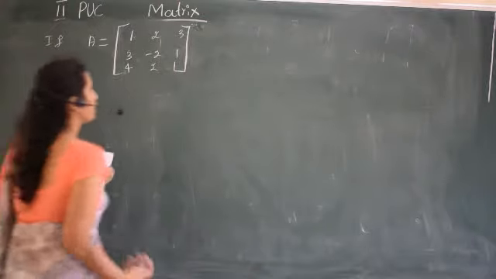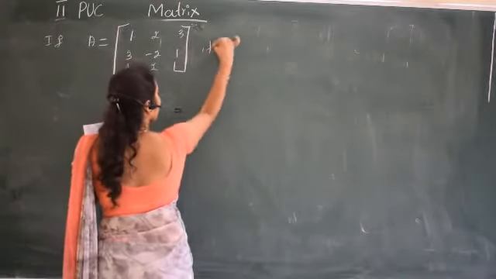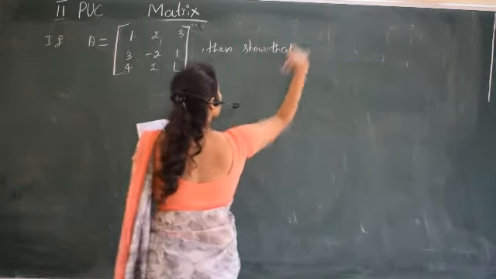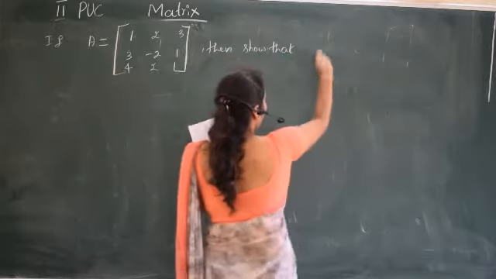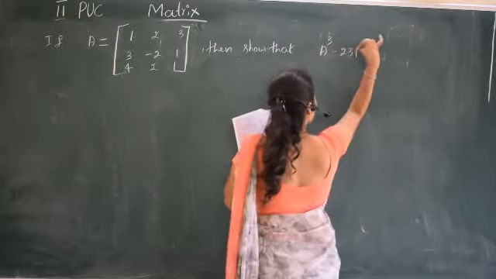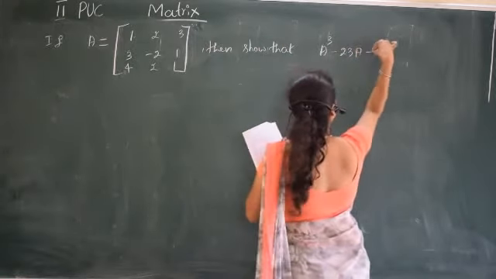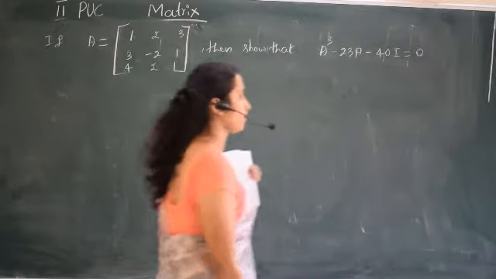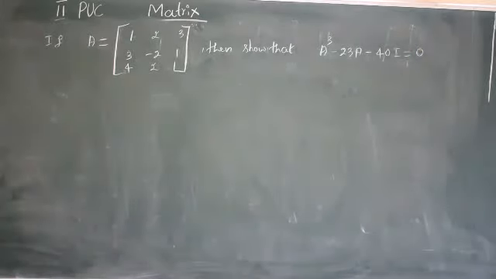Then show that A cube minus 23A minus 40I is equal to 0. So this A matrix is given. We have to show that A cube minus 23A minus 40I equals 0. Therefore first we have to calculate what is A cube.